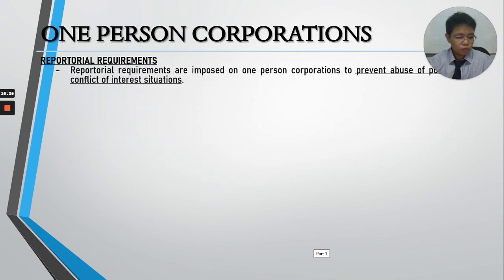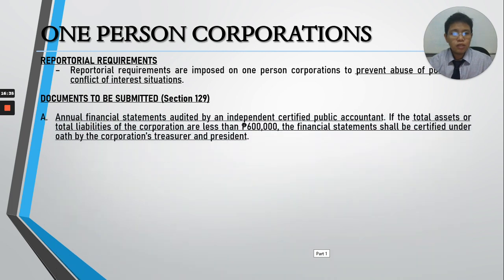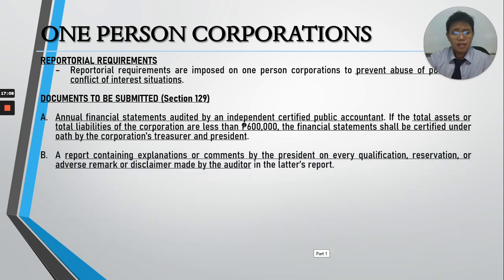So, reportorial requirements. To prevent abuse of power and conflict of interest situations, kailangan mag-submit ng mga following documents. Under section 129, annual financial statements audited by an independent certified public accountant. Pero if the total assets or total liabilities are less than 600,000, the financial statements shall be certified under oath by the corporation's treasurer and president. So kung isa lang yan, edi isa lang magsa-certify. Because remember, your sole stockholder can be director, siya, di ba? President, can be appointed as can be the self-appointed treasurer as well.